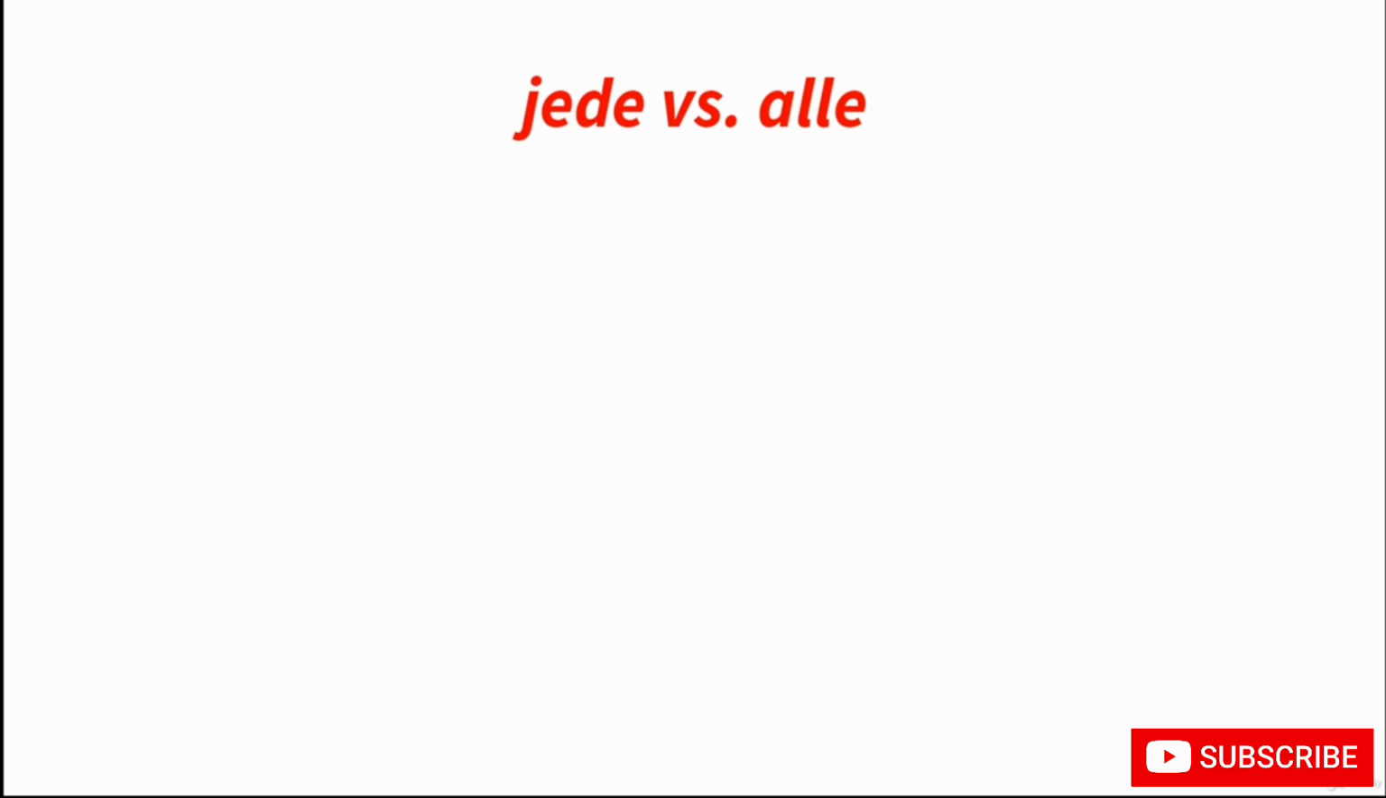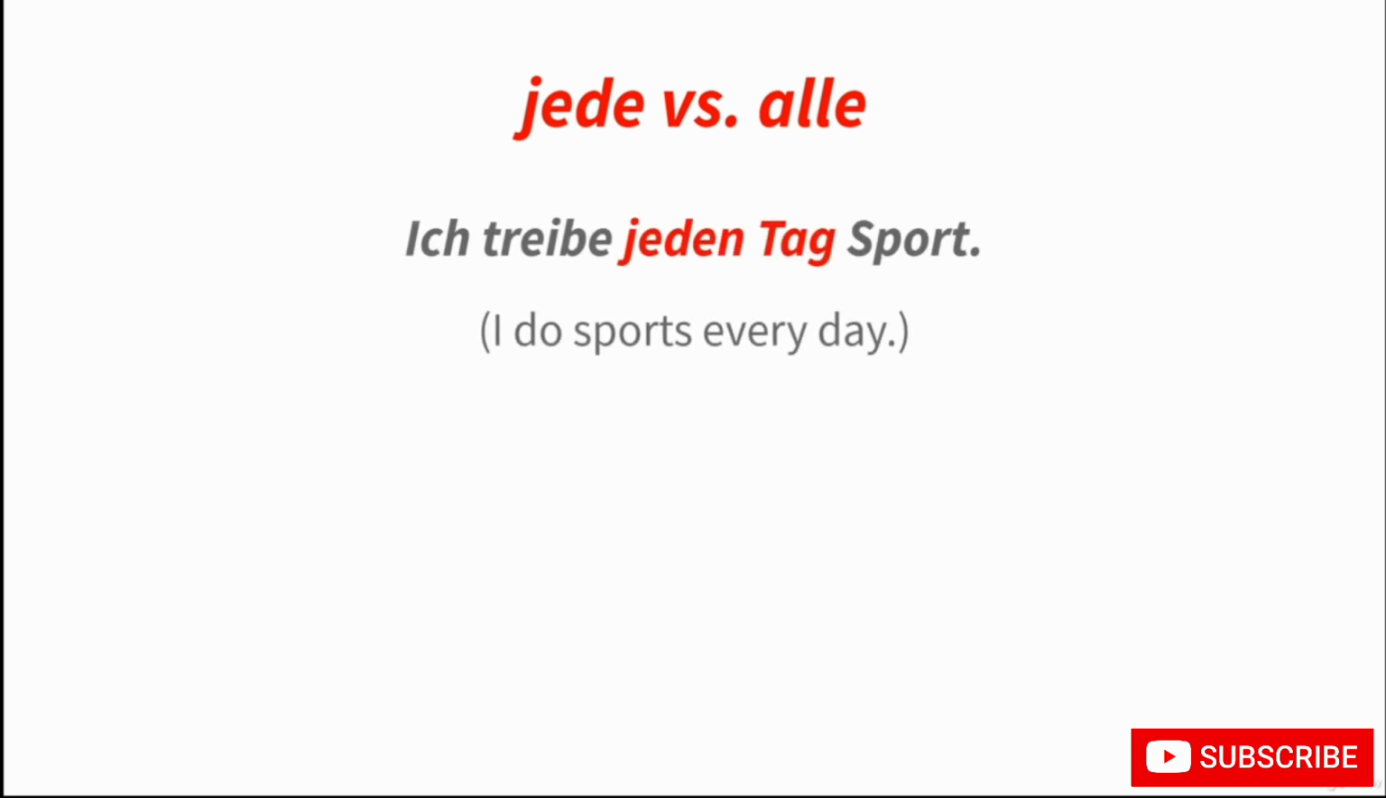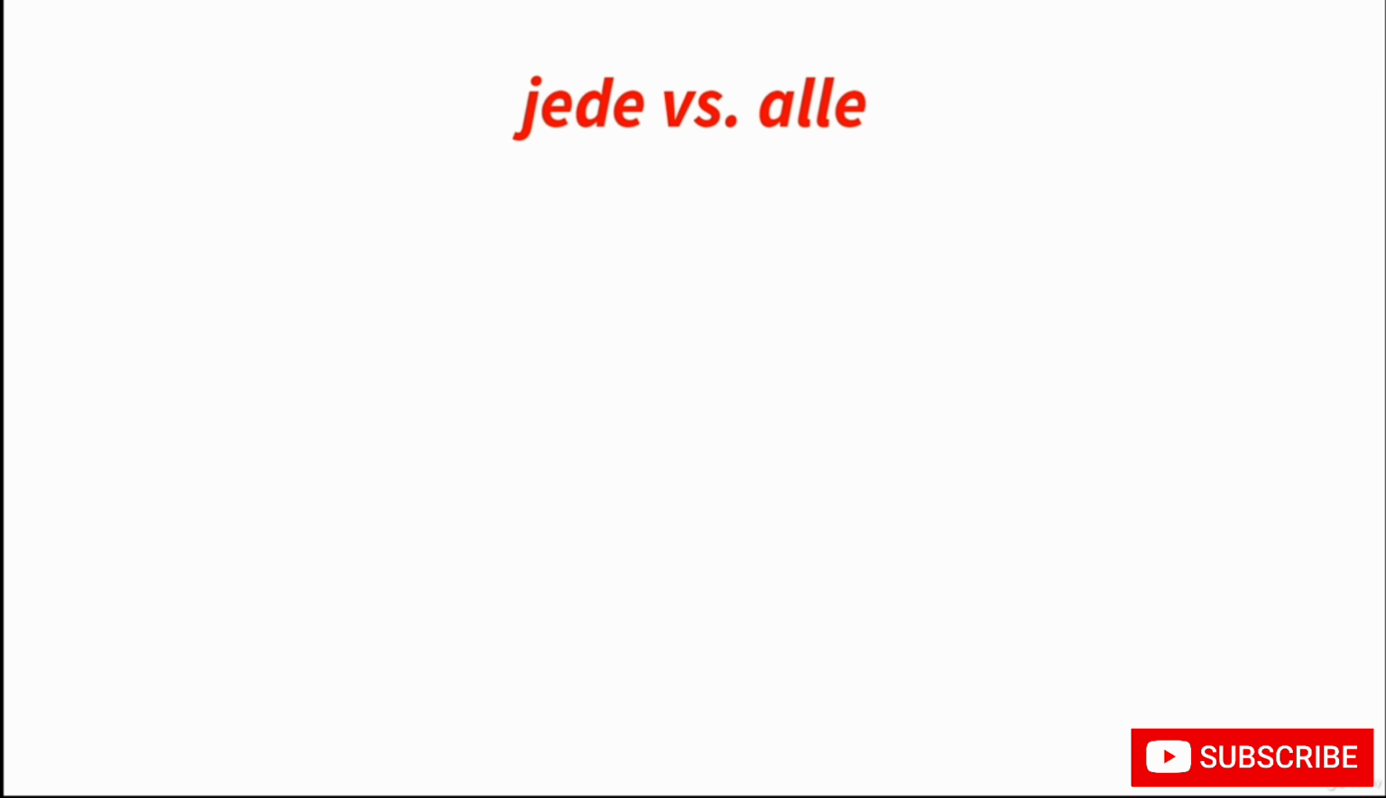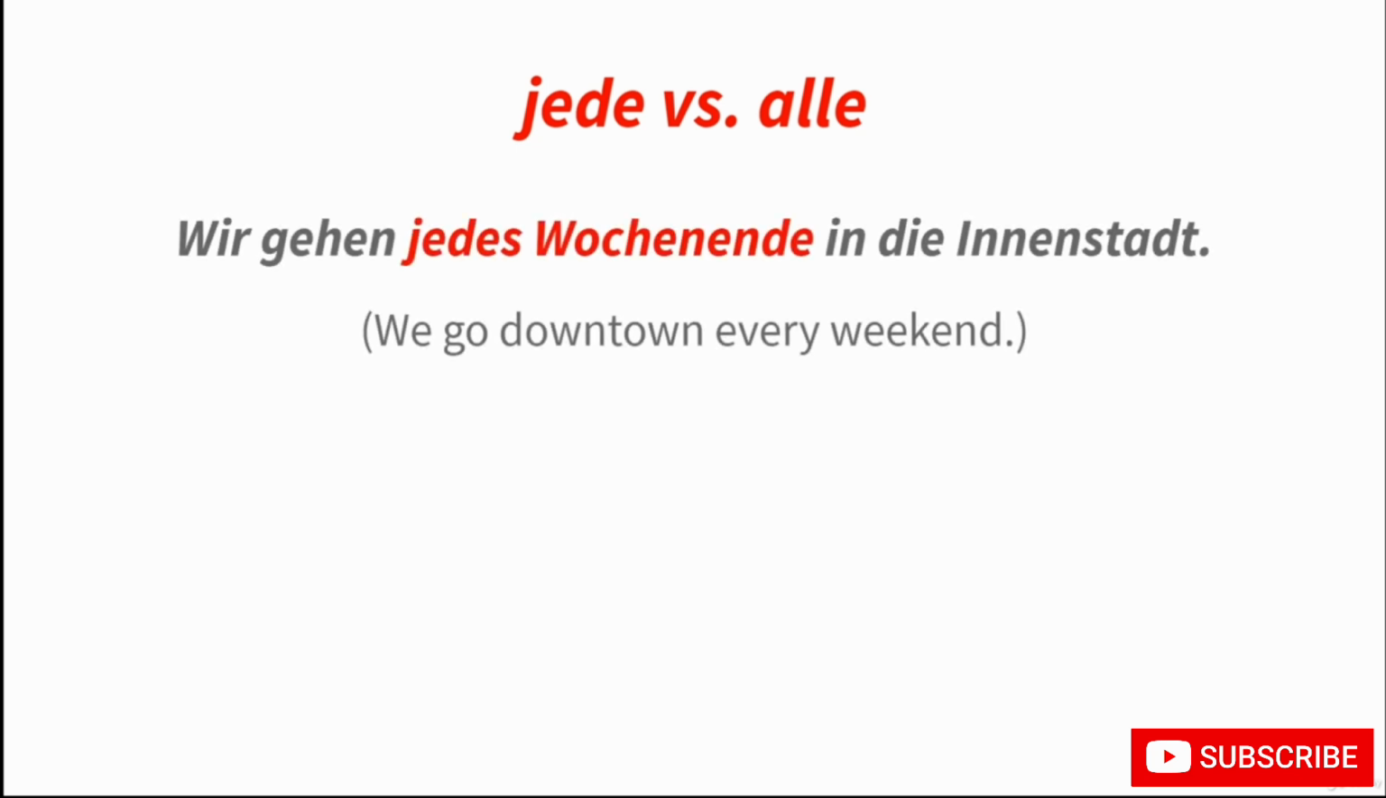Let's do another. Ich treibe jeden Tag Sport. I do sports every day. But when I say ich treibe alle 4 Tage Sport, then it means I do sports every 4 days, not every day. Let's do another. Wir gehen jedes Wochenende in die Innenstadt. We go downtown every weekend. That's a routine for us that we do every weekend.